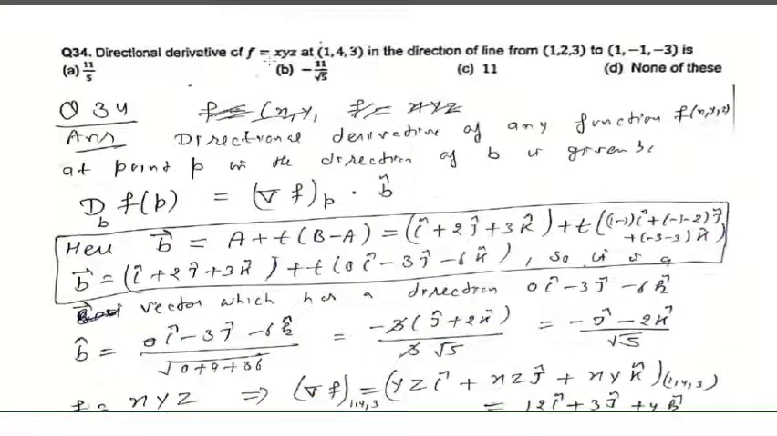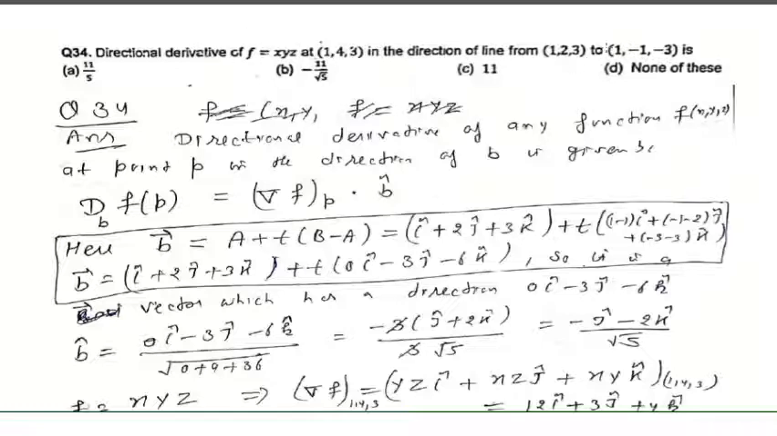Now, directional derivative. How to calculate the directional derivative? This is the formula of directional derivative. To calculate the directional derivative, we have to calculate the gradient of the given scalar point function at the given point, and we have to take its dot product with the direction. So calculate the directional derivative of this in the direction of this.